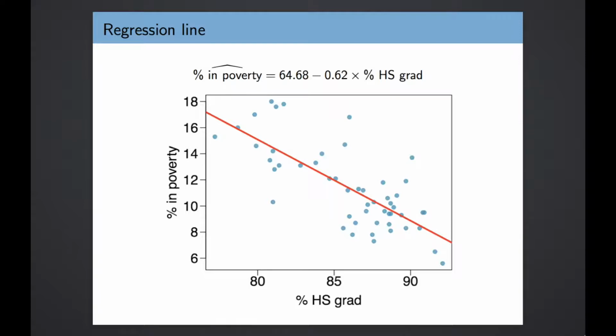So we could use this formula to predict values of y for given values of x. So if I said, okay, what is my best guess for the percentage of people in the state who live in poverty if the high school graduation rate is 90%? I would input 90 for the percent of high school graduates, and then I would solve for the predicted value of y. And that is how the regression line works.